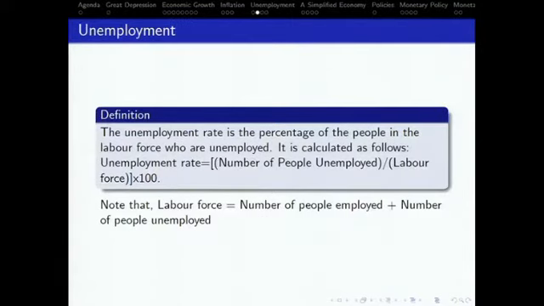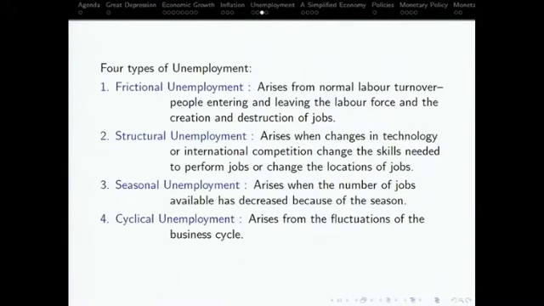Now, the definition of unemployment: basically the number of people unemployed divided by the labor force times 100. I think everyone knows that. What does that mean, right? Then you have 4 types of unemployment.